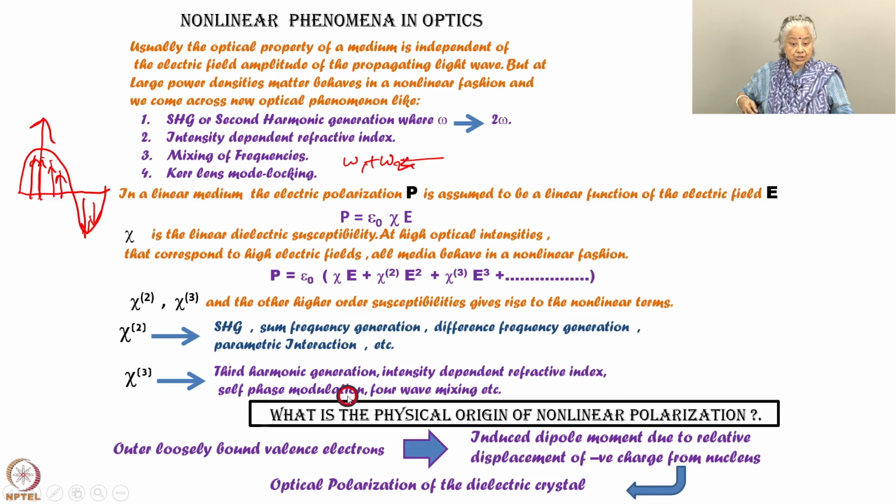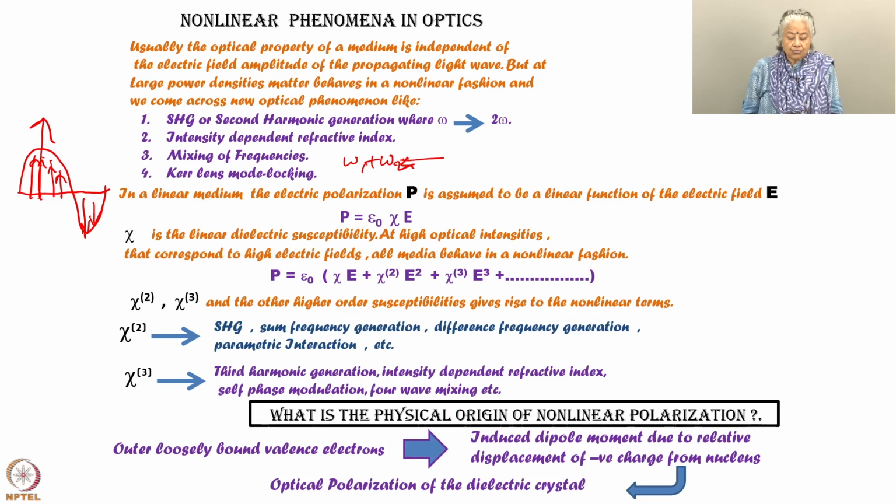Self phase modulation is also a third order phenomenon, and 4-wave mixing is also a third order phenomenon. And these happen, and chi 2 does not happen at that time. When this is happening, this is not happening. I will explain why that is so. Before I explain all that, I think we should understand the physical origin of nonlinear polarization.